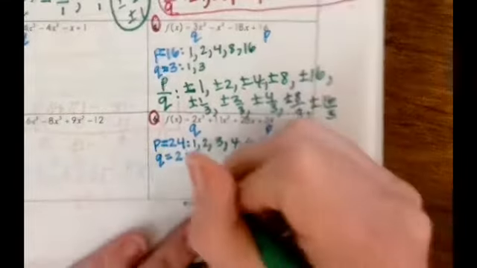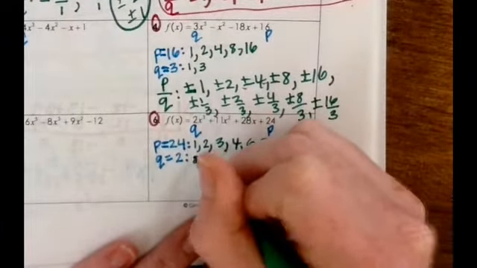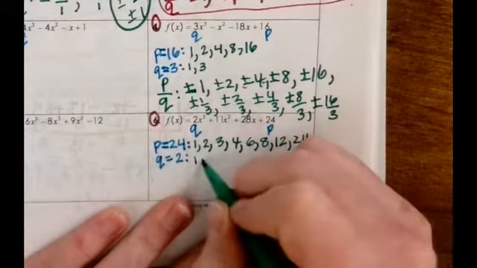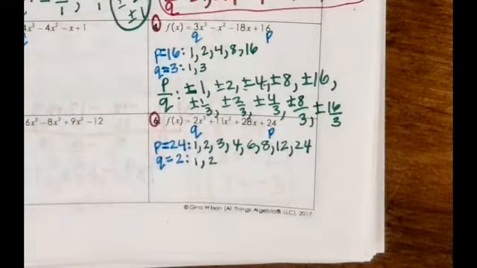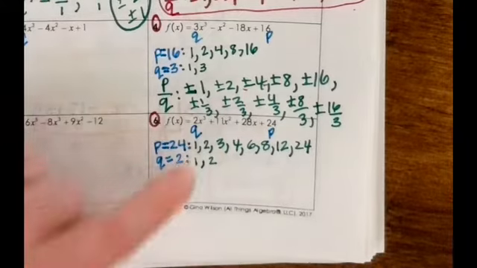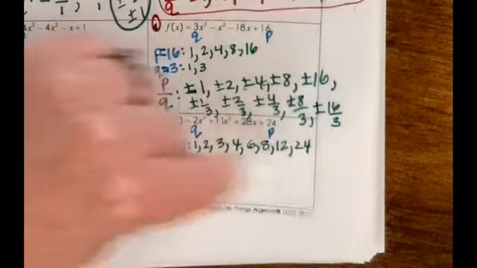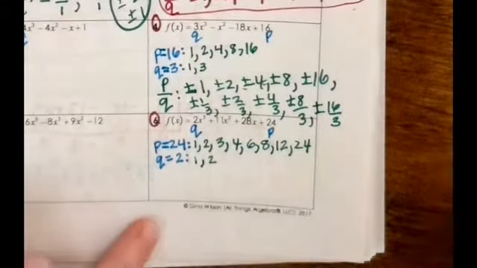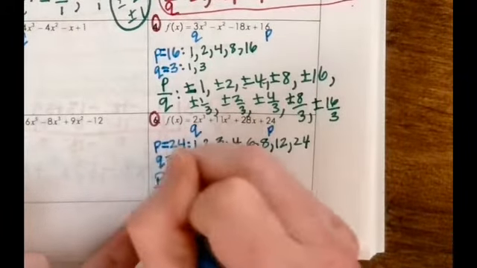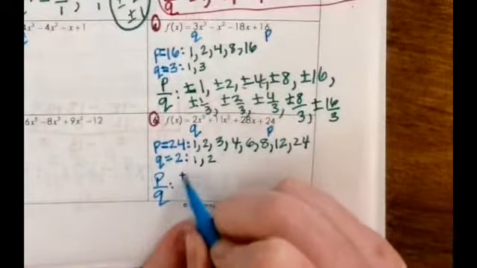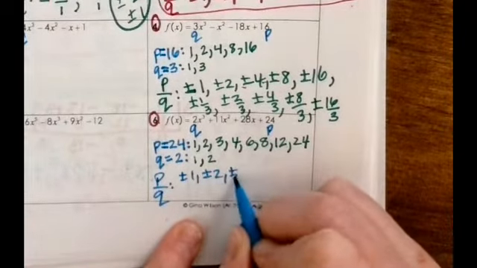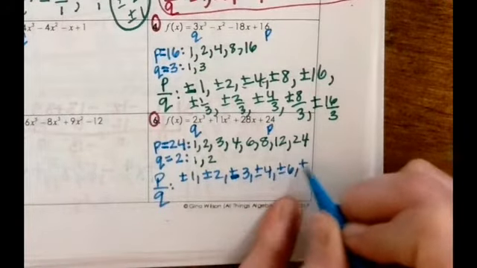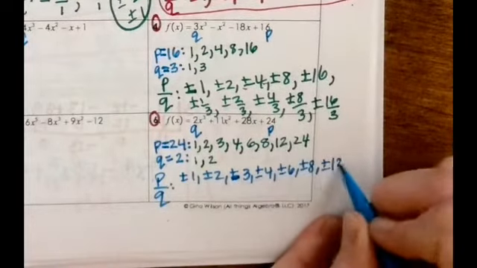Then Q's factors are just 2 and 1. Oh, I should probably write 1 comma 2. Let me fix that, just to keep it consistent. But obviously it does not matter what order you write these in. Okay, so our possible zeros are going to be plus minus 1 over 1, 2 over 1, 3 over 1, 4 over 1, so on and so forth. And then we'll do them all over 2. Okay? So let's do the ones first. Let me write P over Q's possibilities. Okay, that'll be plus minus 1, 2, 3, 4, plus minus 6, plus minus 8, plus minus 12, plus minus 24.